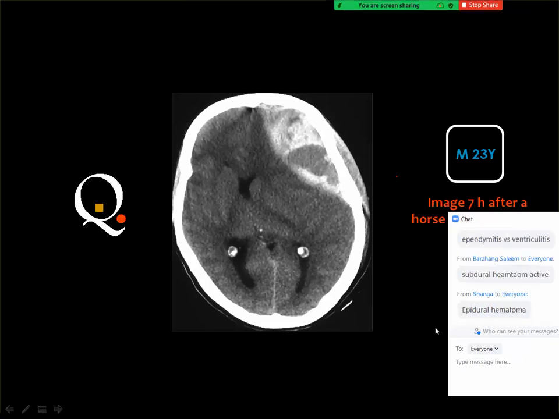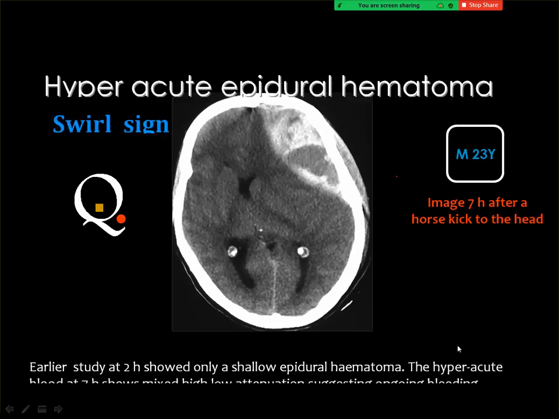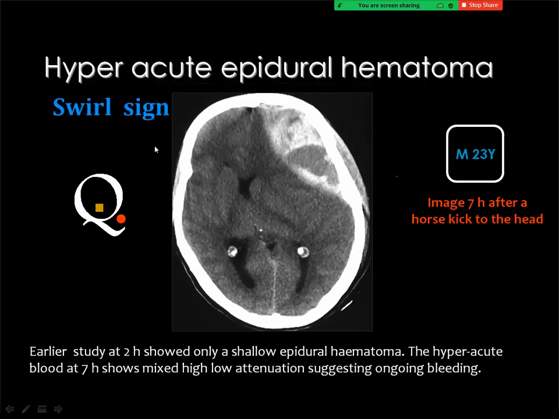Yes, no, this is not subdural, it's an epidural hemorrhage with active bleeding, what is known as the swirl sign. Whenever you see an acute hemorrhage with some low densities inside the hematoma, you know that this is hyperacute blood, and this sign is known as the swirl sign.